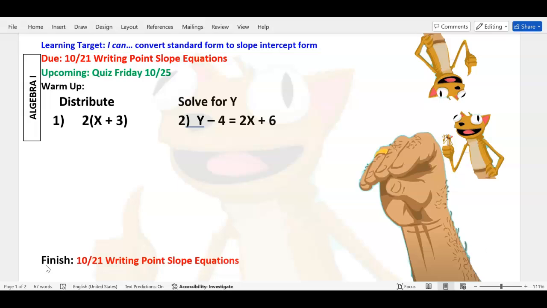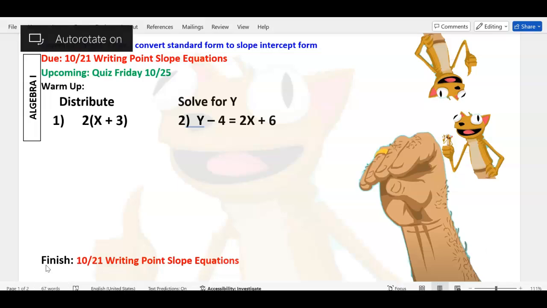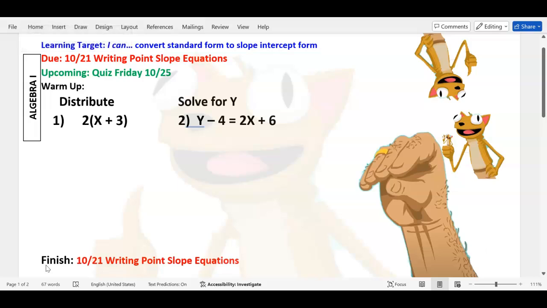Your warm-up today, you have to do two things. Distribute for number one, solve for y for number two. So let's remember how to do this, because today's notes and assignment is just stuff we've done before, to be honest, okay? So here we go. Number one. Do you see how number one has no equal sign? Make sure we don't have headphones, please.